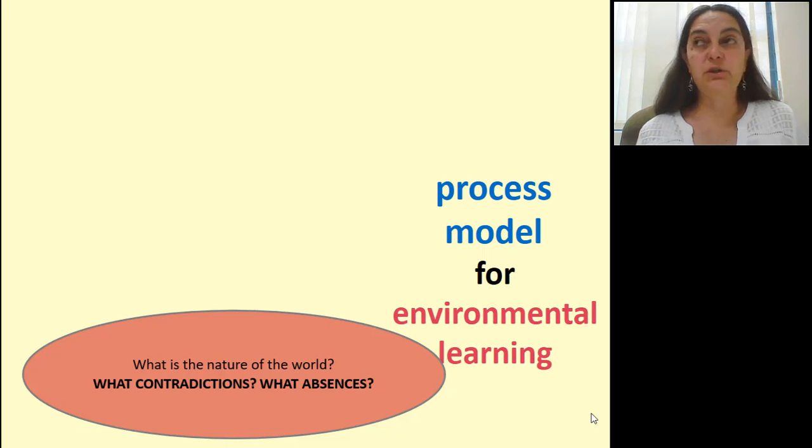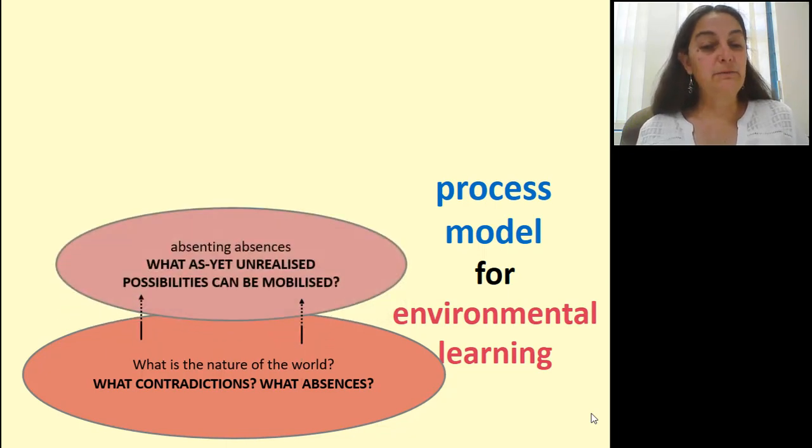So dialectics starts with a question asking, what is the nature of the world? What is the nature of the world into which we are born? And from looking at the world, we can see and we can uncover contradictions and we can uncover absences and problems and ills in the world. The next thing we need to do is to look at what as yet unrealized possibilities can we mobilize through our educational process. And Bhaskar calls that a process of absenting absences.